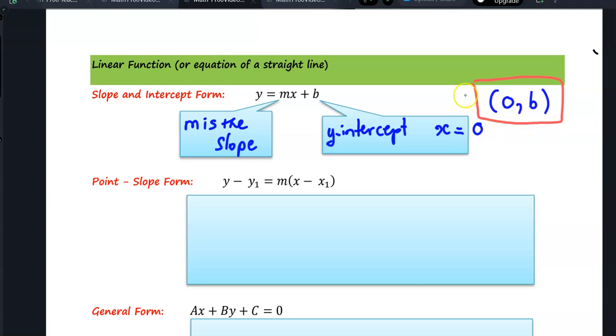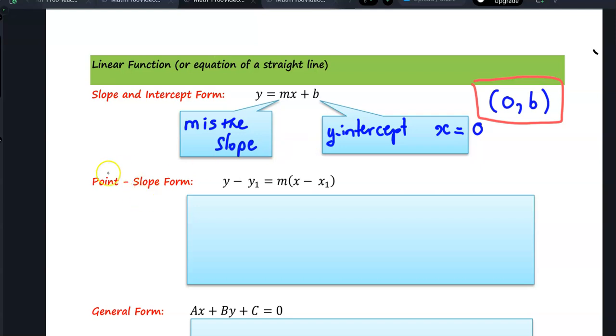Okay, so I will clarify all this for you later when I do an example, but for now I just want to introduce the concept of the linear function or an equation of a straight line. This one is the slope and intercept form: y equals mx plus b. It specifies very clearly that m is the slope of this line and b is the y-intercept.